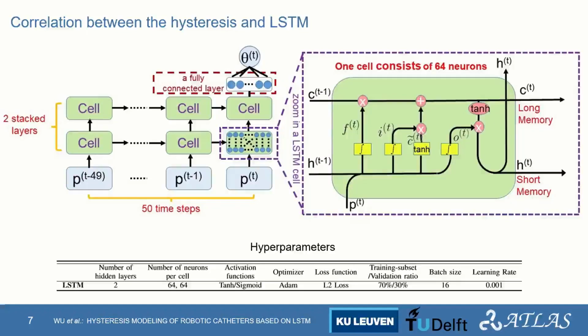Then the bending angle theta at time t can be predicted. The hyperparameters of the LSTM were listed in the table. The network was implemented in PyTorch. The training was performed on a 4 GB GPU. The LSTM was trained for 50 epochs, and the whole training time was around only 10 minutes.